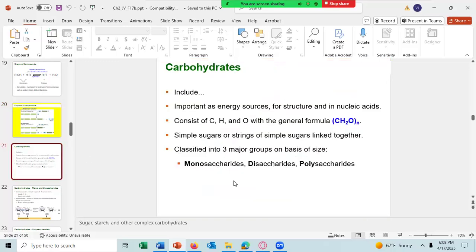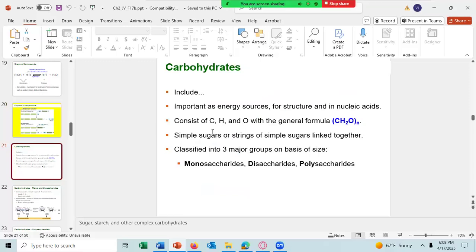All right, carbohydrates. Let's talk briefly about carbohydrates. They include sugars, starches, and many other complex carbohydrates. Carbohydrates are an important energy source. They're important in your cell structure and your body structure. Carbohydrates are also important in nucleic acids.